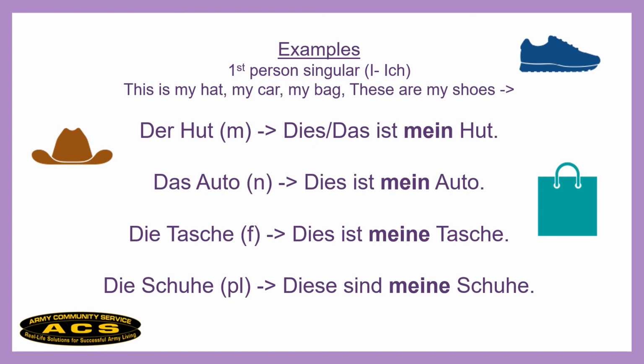If you have a masculine noun, for example, der Hut, the hat, or a neutral noun, das Auto, the car, you would use the form mein without an e. Dies oder das ist mein Hut. Dies ist mein Auto. If you do have a feminine or plural noun, die Tasche, die Schuhe, you would use the form meine with an e. Dies ist meine Tasche, dies sind meine Schuhe. So again, it's very important that you learn the gender of the nouns in the German language to be able to pick the correct form of the possessive pronoun.